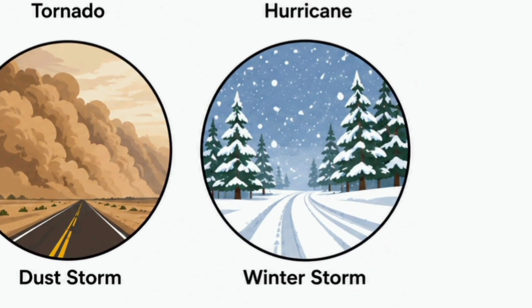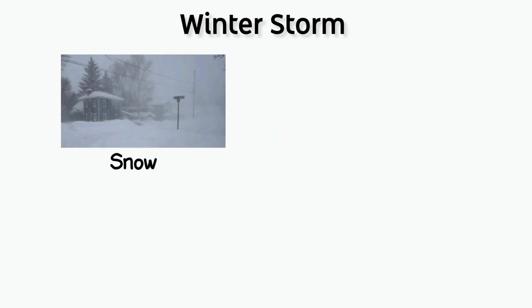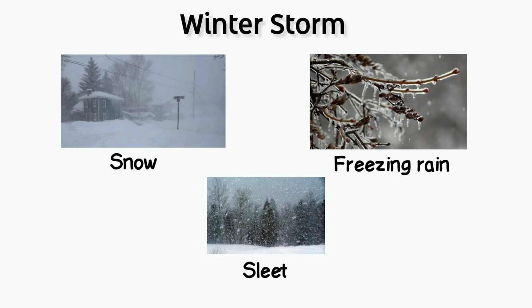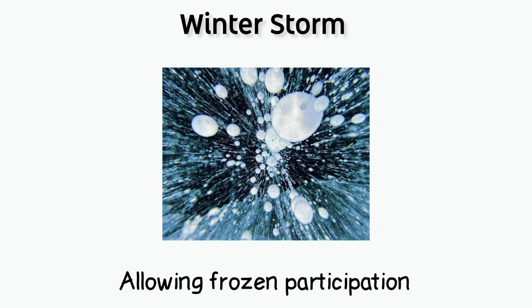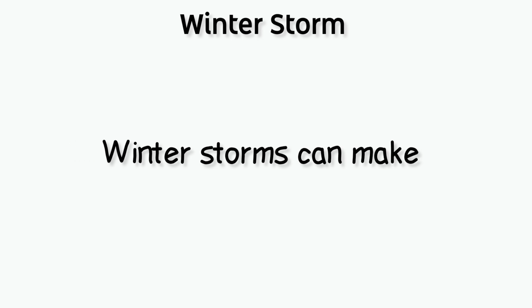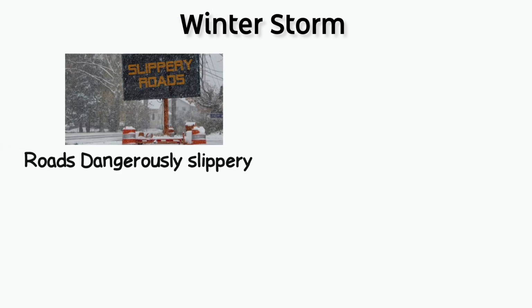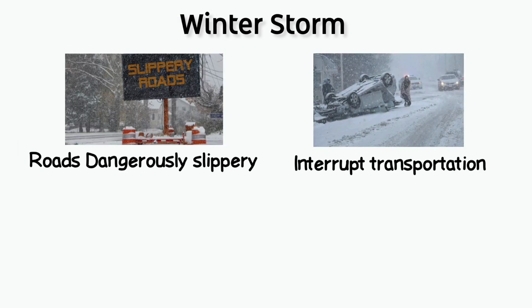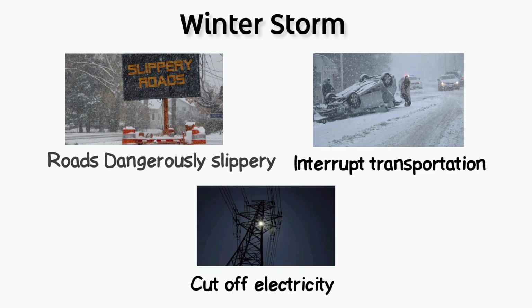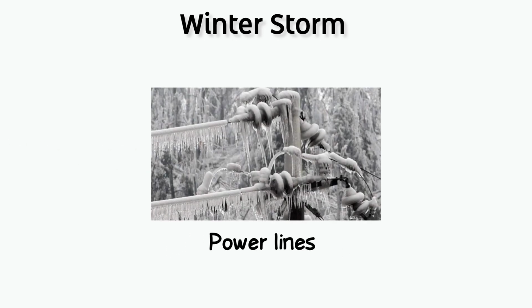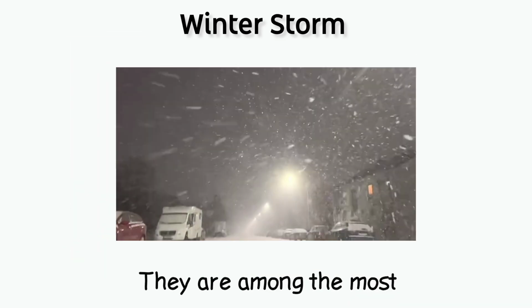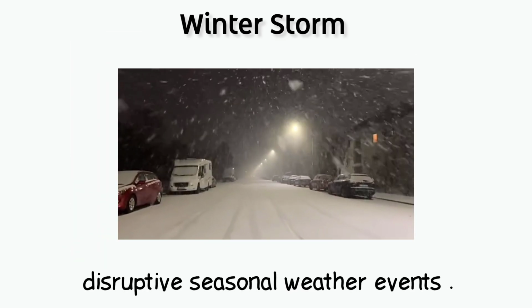Winter storm. A winter storm brings snow, freezing rain, sleet, or a combination of all three. It develops when cold air meets moist air, allowing frozen precipitation to fall instead of rain. Winter storms can make roads dangerously slippery, interrupt transportation, and cut off electricity when heavy snow or ice damages power lines. In colder climates, they are among the most disruptive seasonal weather events.